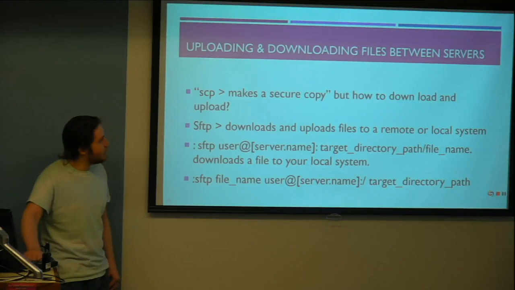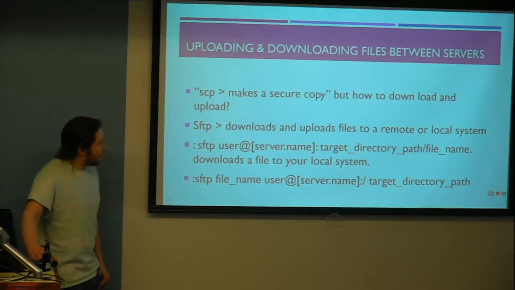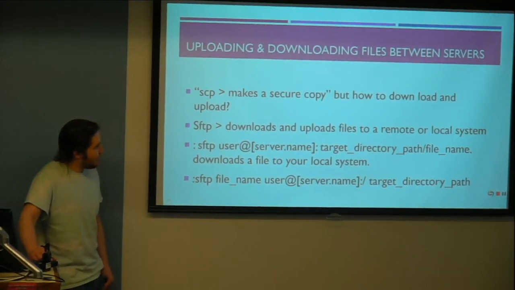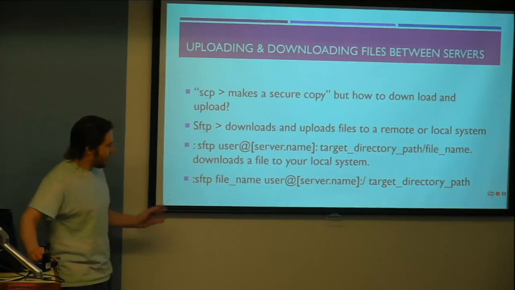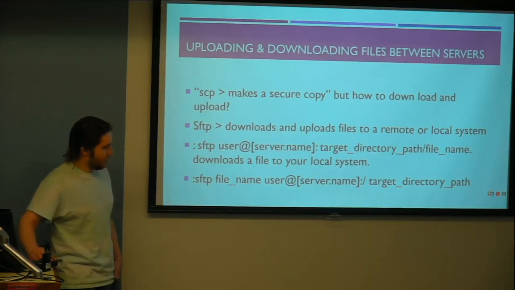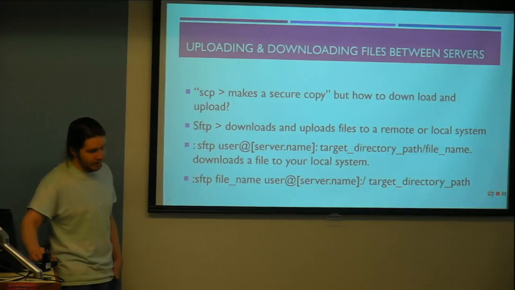So the next important factor would be uploading and downloading files between servers, since obviously you can't always work at the same computer. You'd like to work at whatever is most convenient. You can use the scp command to make a secure copy, but how do you download and upload? So that would be the sftp command. So you type sftp, your user and server name, and then the target directory path and the file name, to download a file from the server you're accessing to the system you're working on. And then almost the reverse: file name, followed by the user and server, and the target directory you'd like to upload the file to, to upload a file to a remote server.